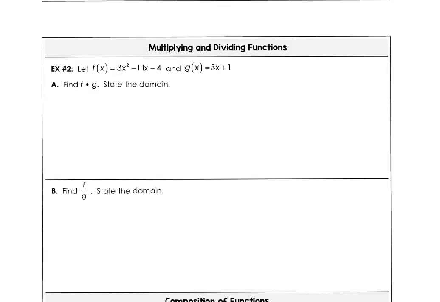In example 2, we have f of x as a parabola and g of x is a linear function, and we want to multiply f times g. So again, f of x is continuous everywhere, the domain is all reals. G of x is continuous everywhere, the domain is all reals. We're going to multiply the two together, and we'll end up with a cubic function, so that domain should be all reals as well.